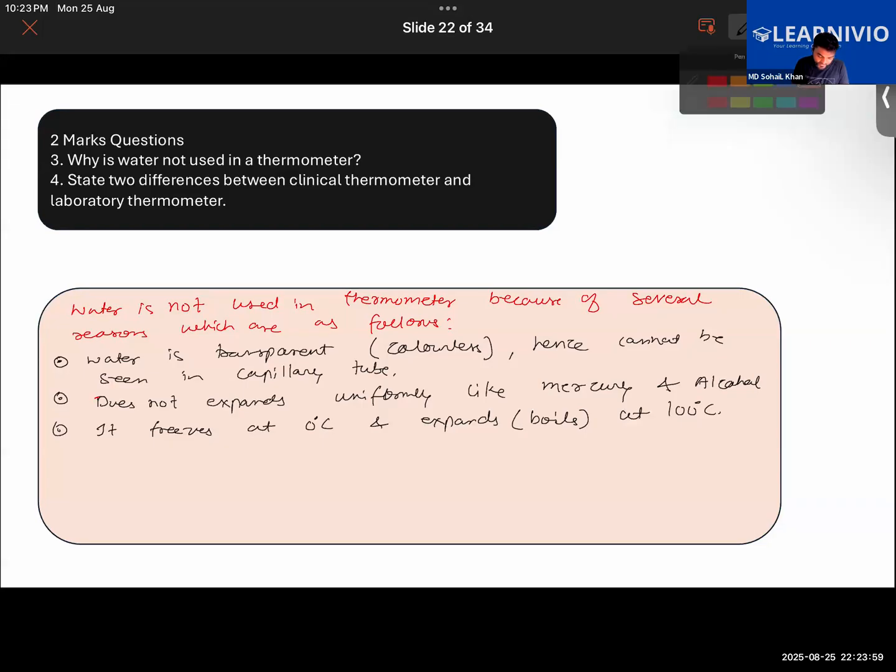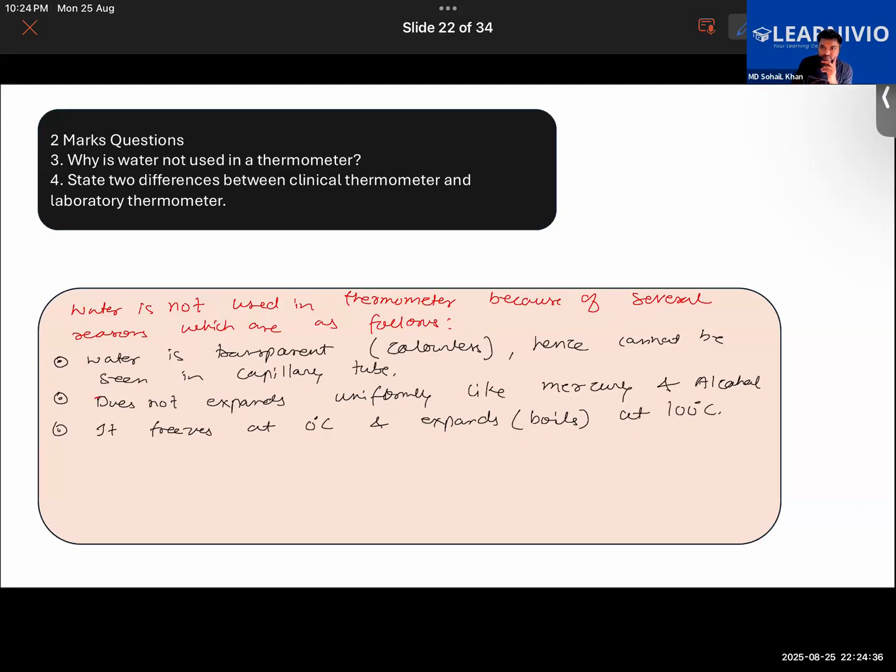We have one more question to discuss: state the differences between clinical and laboratory thermometer. Salman, you answer the fourth question first. Then you guys will also be answering it. Okay, Salman, what are the differences between clinical and laboratory thermometer? Keep in mind that this question carries 2 marks, so a minimum of 2 to 3 differences should be there in your answer.